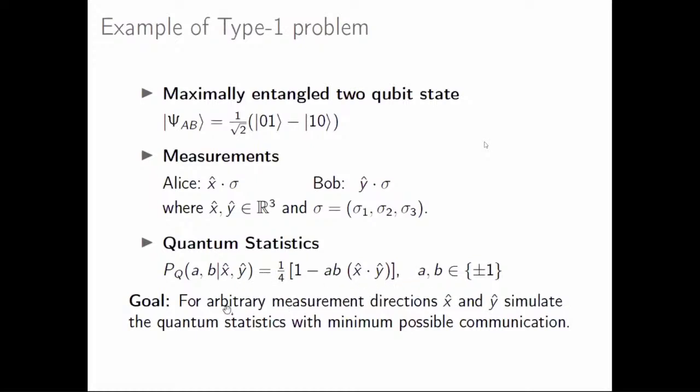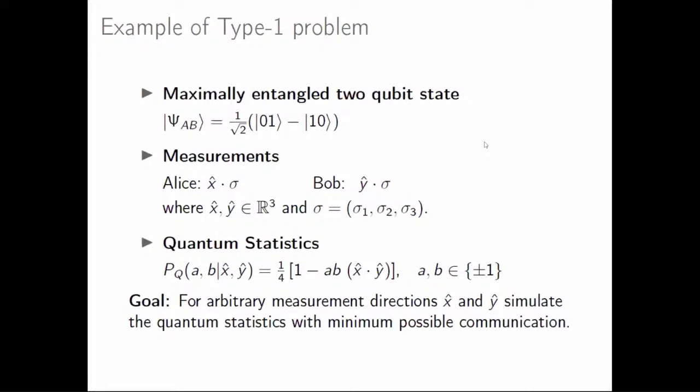The probability of getting outcomes A and B when the measurements are X and Y is given by this quantity. So now the problem is: for arbitrary measurement directions X and Y, how can one simulate quantum statistics with minimum possible communication?